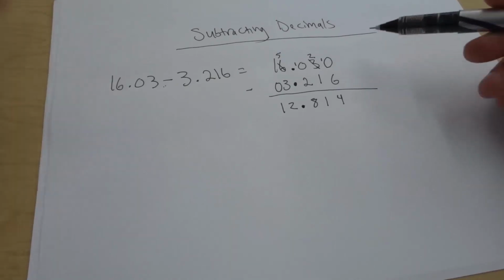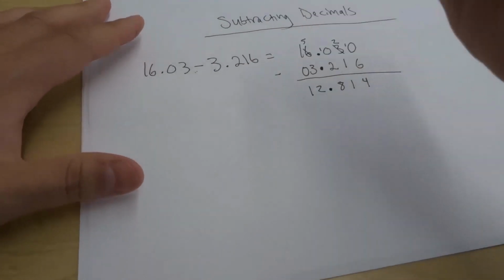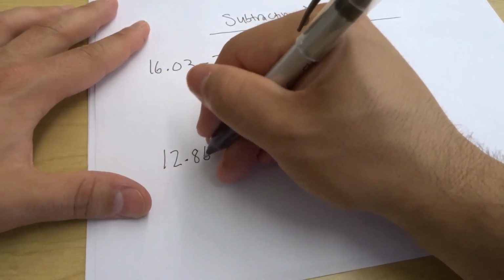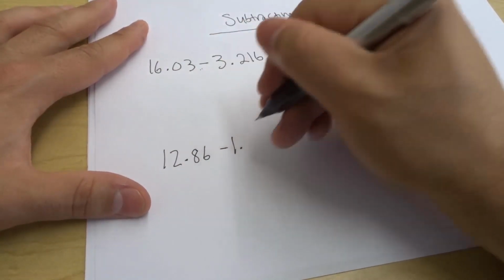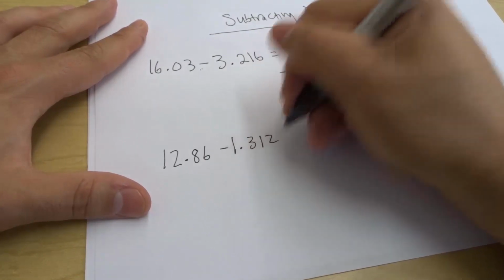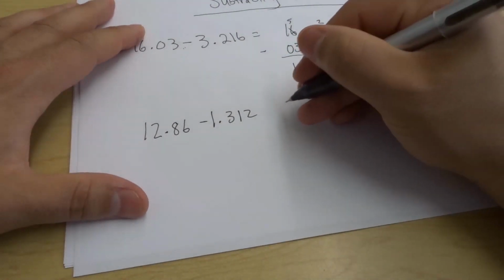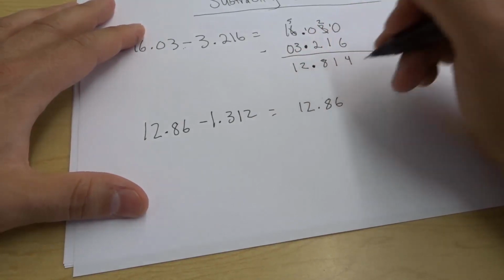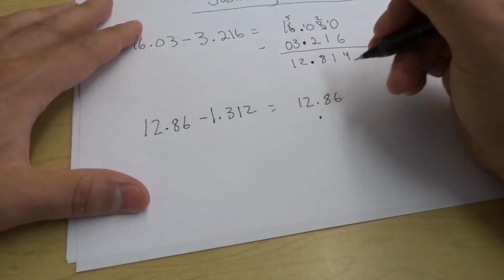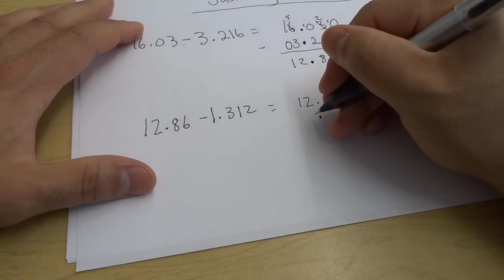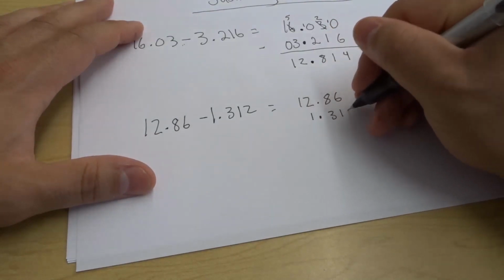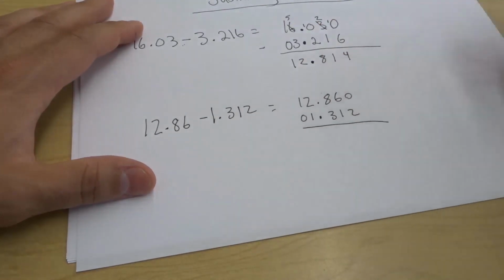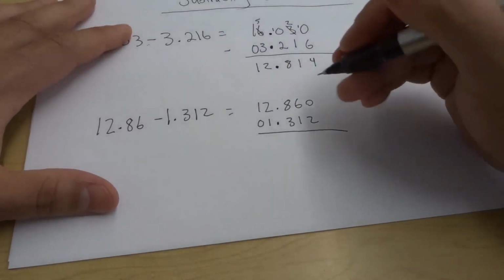Now I am going to go over one more quick example. I'm just going to come up with this one off the top of my head. Why don't we do 12.86 minus 1.312, something like that. Once again, we are going to simplify it: 12.86, and this new decimal is going to be going right here. We're going to do 1.312, so the decimals stack. We're going to fill in the appropriate spots with zeros, and now we're going to go ahead and subtract.